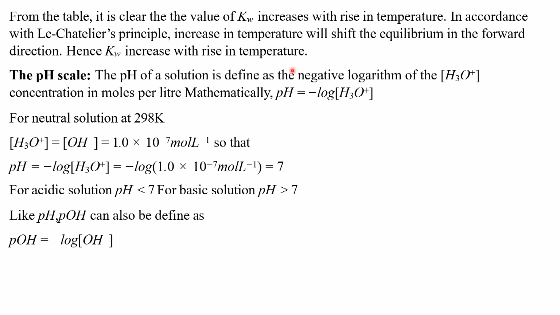Next, we discuss what is pH. The pH of a solution is defined as the negative logarithm of the concentration of H3O plus, in moles per liter unit. So in order to get the pH value, we need to express the concentration of H3O plus in terms of moles per liter. Mathematically, pH is the negative log, and remember the base is 10 here. It's not base e, the base is 10.